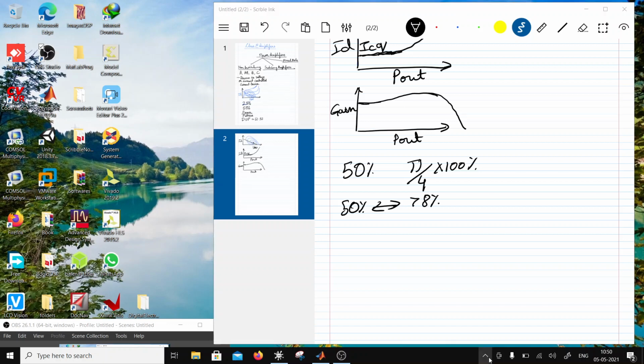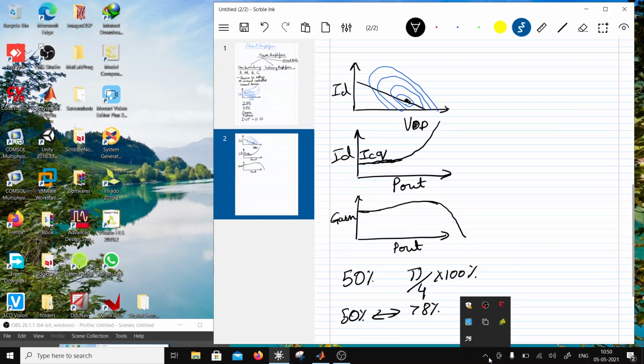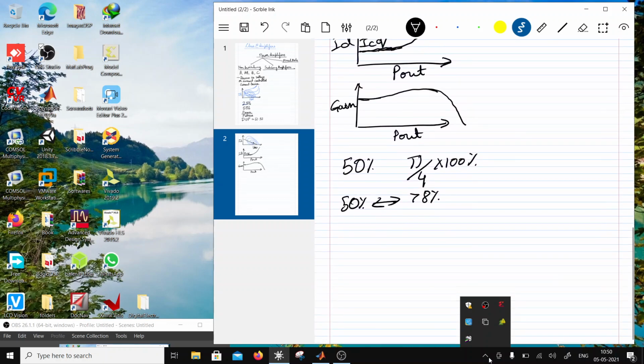Now if it is a class B, I have biased at the cutoff, so current is going to be 0. So you are going to allow only 180 degrees of conduction. When you allow 180 degrees of conduction, the efficiency is going to be more. It's going to be 78%.